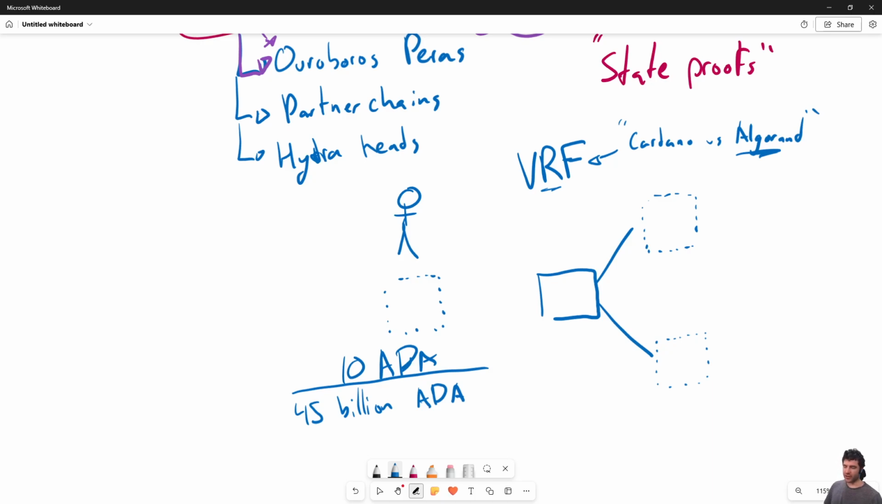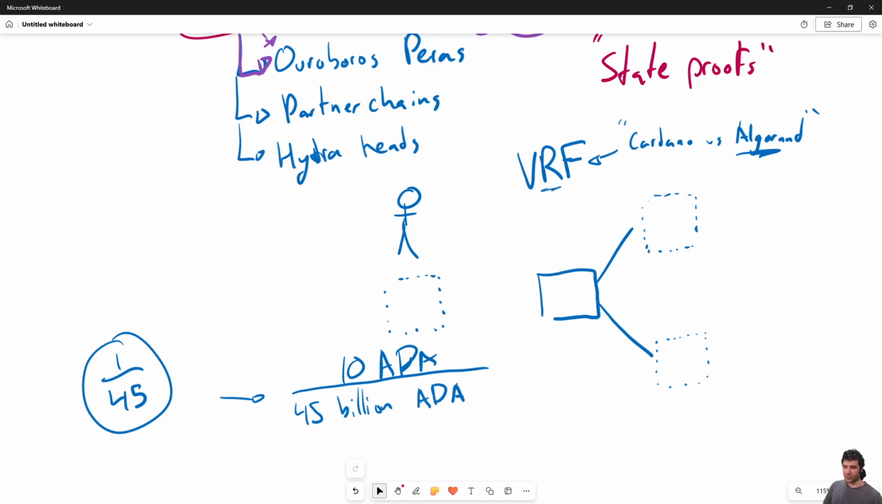So you can think of this as kind of like a lottery. I have a specific percent chance. For example, if I have 1 billion ADA, my chance would be 1 in 45 to make a block. So the more ADA you have, the higher your chance of making a block in the network. You're essentially running a lottery where, depending on the ADA they have, the higher their chances of making a block.